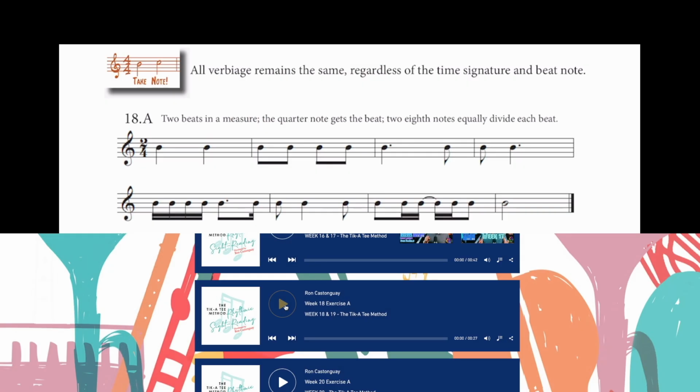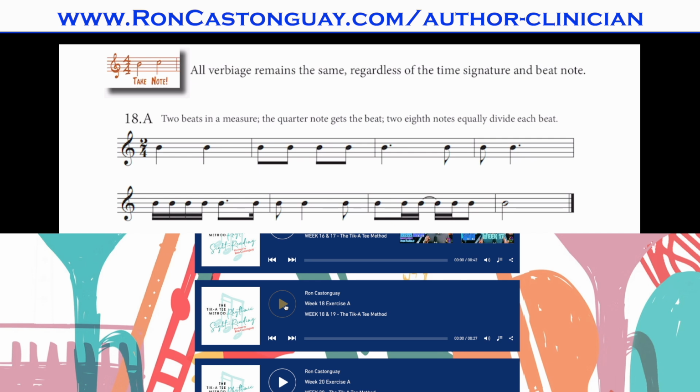Okay, here we are at my website where you can find all 363 of the MP3s that accompany my book. So here we are at exercise 18A. I'm going to press play on this exercise in a moment, but let's review our 3 options.